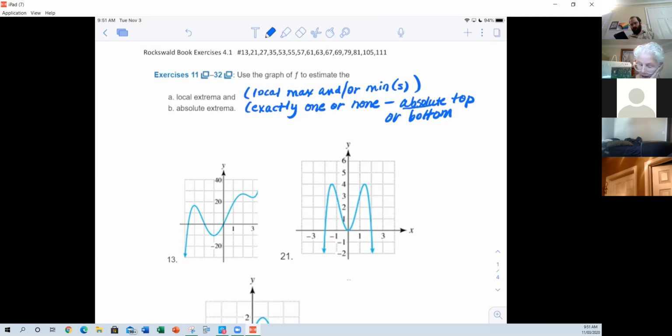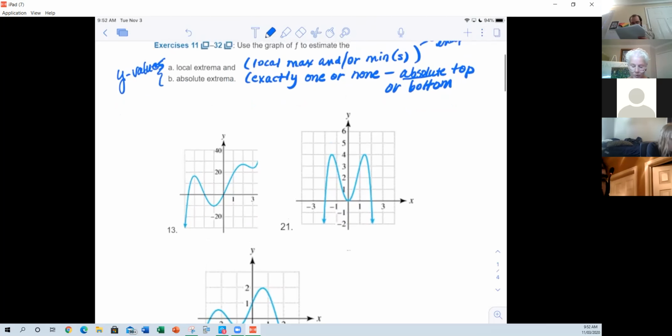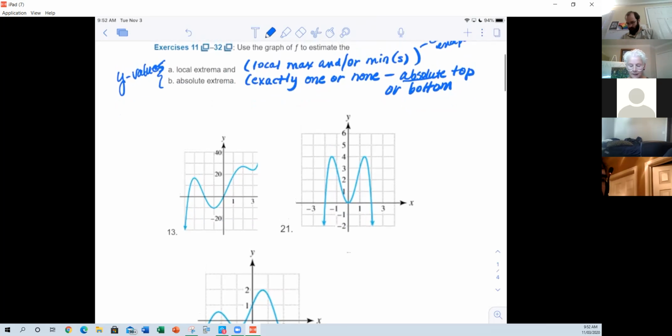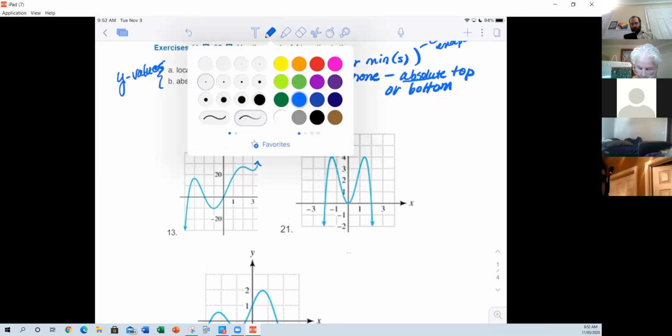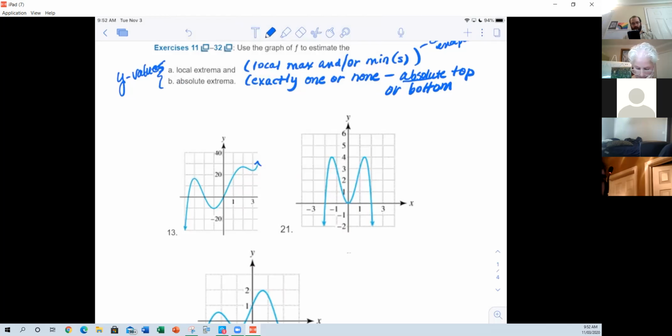And the local cannot be an endpoint. And when we're talking about these, we're talking about the Y values. Okay, so let's first talk about the locals. Where are the high points of this graph? Anybody? Approximately?